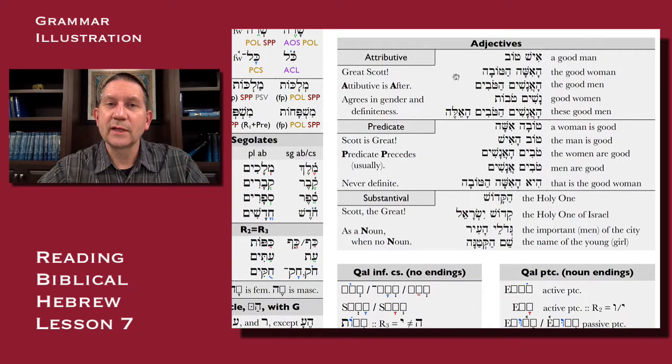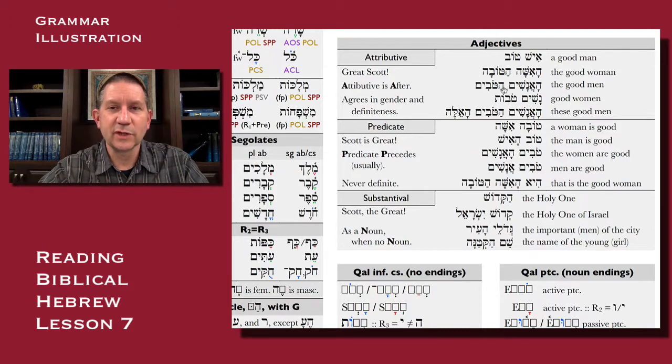Of course, you can make a noun definite in more than one way. If it's in construct with a definite noun, if it has a pronominal suffix on the end, or if it's a proper noun, it's definite, even though it doesn't have the article. The third example is ha'anashim ha'tovim, which is the men, the good ones.